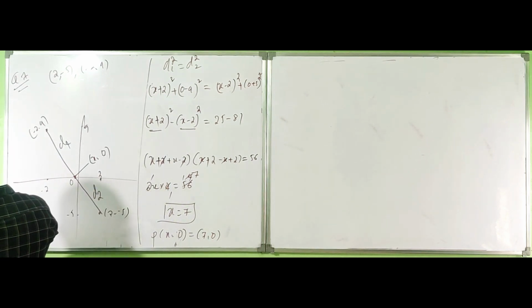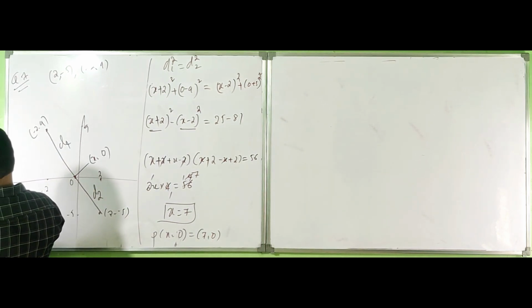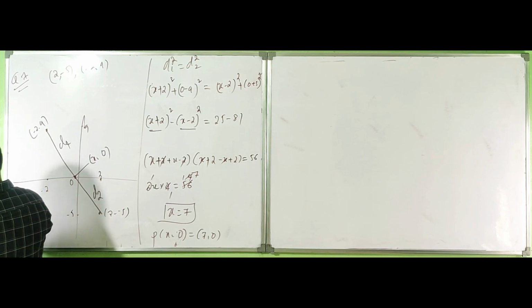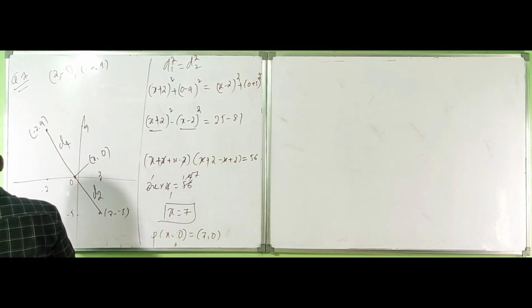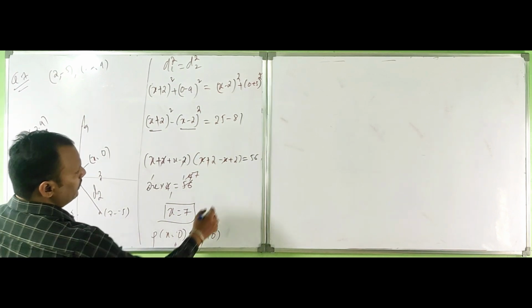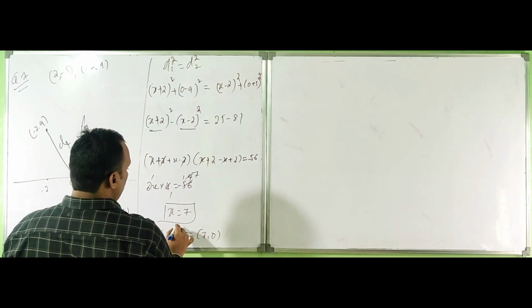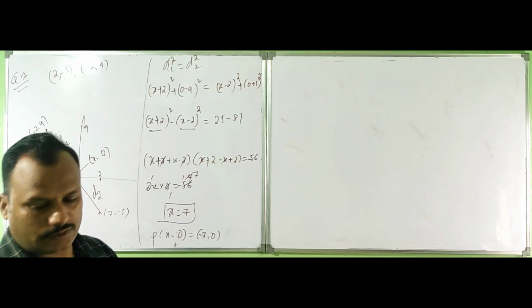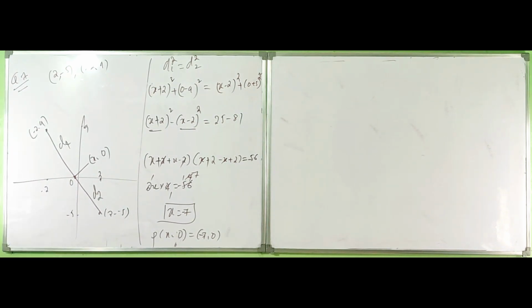Let's check the answer also. This is the minus side, no? Minus side, minus side. Answer is (minus 7, 0), right? Okay, another question is solved.